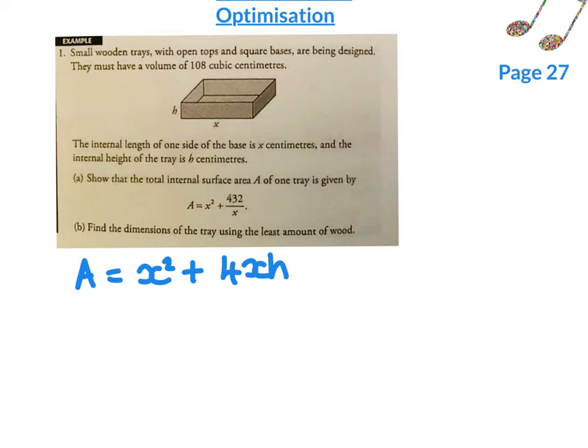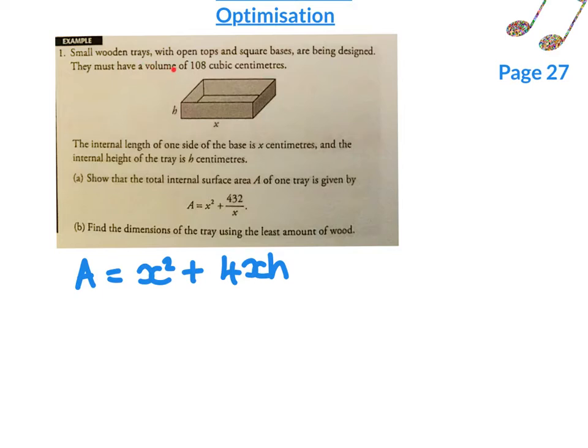Now in the question, it asks us to show that the area is equal to this. Now we've got the x squared, but we've got something quite different here. And the main thing to notice that's different is we've included an h here, and we don't want h. So we need to find another way of expressing h. So we're going to go back to the original information we're given and see if there's something else we're told.